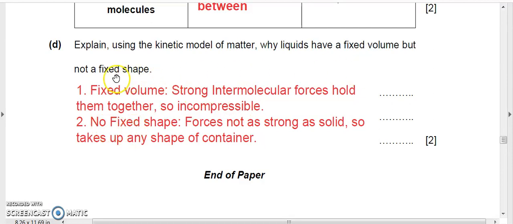But why does it not have a fixed shape? This is where the challenge comes in. Think of something that has a fixed shape. The only state that has a fixed shape is solids, right? But why do solids have a fixed shape? What's the main difference between solids and liquids? Solids have very strong forces, but liquids not as strong, right? Since the forces are not as strong as in a solid, the liquid will take up the space of any container. The key here is you cannot say the forces are weak in liquids, because if you say weak, you mean only the forces in a gas will be weak.